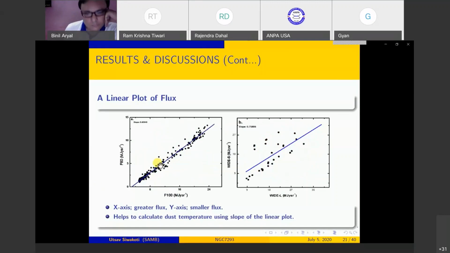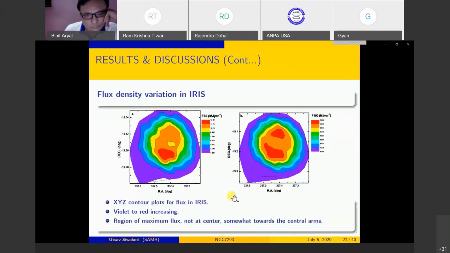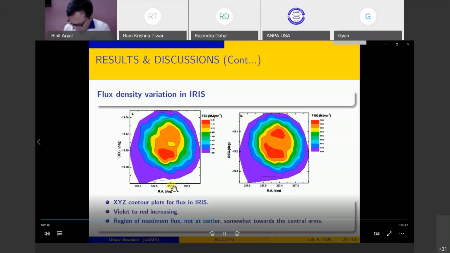This is the linear plot of flux, the lower flux in y-axis and the higher flux in x-axis. Now the slope of this plot, this linear fitting, will help us to calculate the temperature as well as mass. Now this is the flux density variation in IRIS. You can see this is lower flux and this is higher flux. Violet to red is increasing. These two are quite similar.